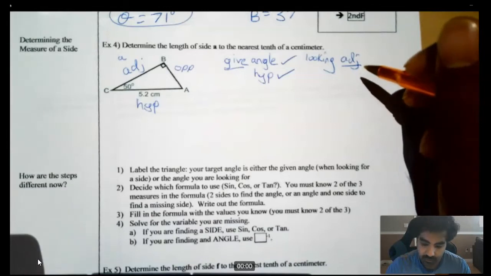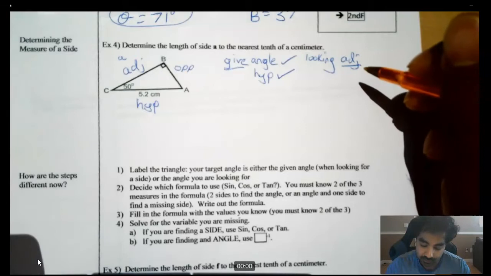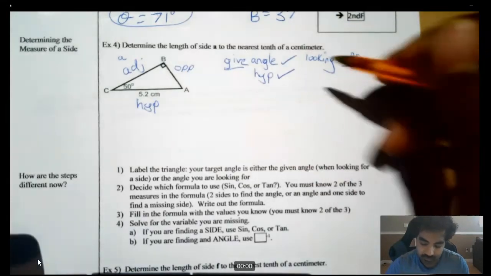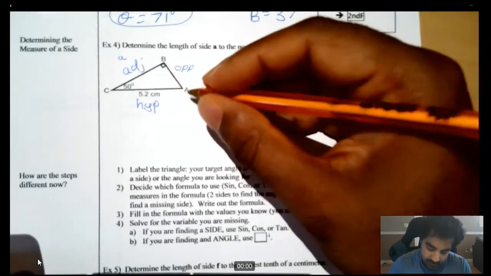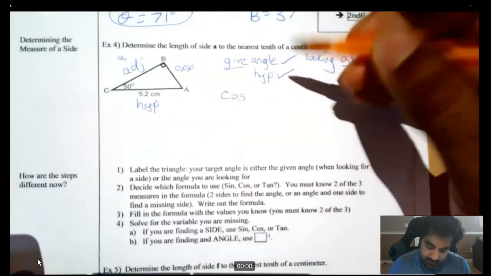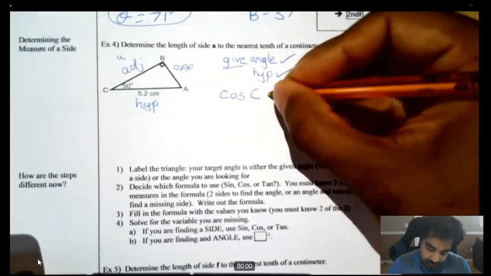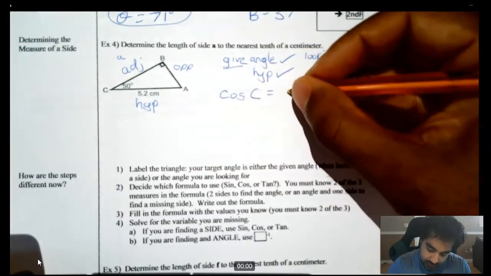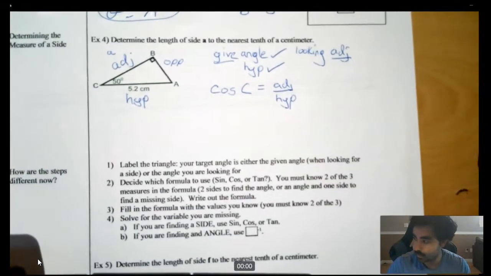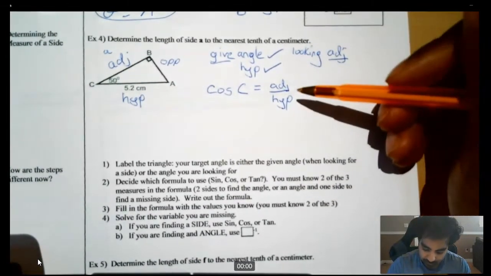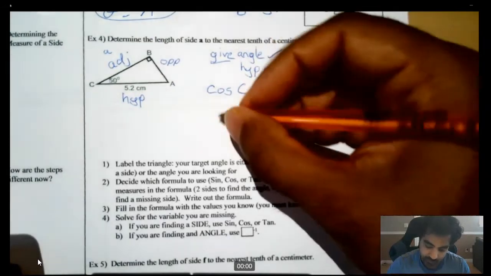So here you're going to have to use cos, right? Adjacent over hypotenuse. So I'm going to write that out. Cos, we'll just use A in this case, or sorry, C because we're using angle C. Cos C is equal to adjacent over hypotenuse. Okay, so we figured out step 2, which one we're supposed to use. And now we're going to fill in the formula for all our known values.